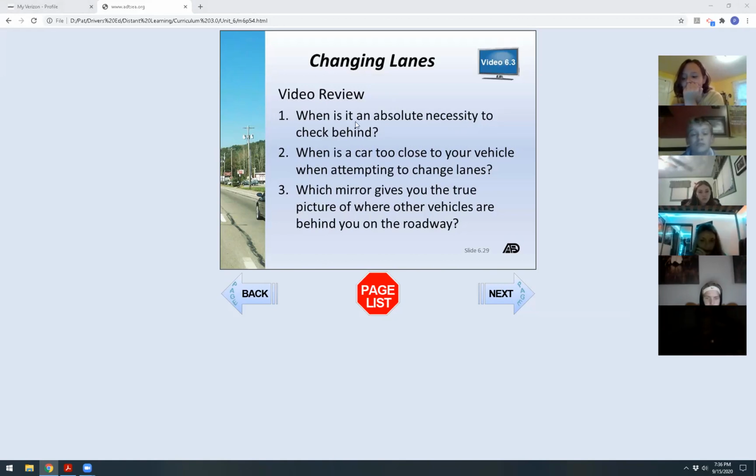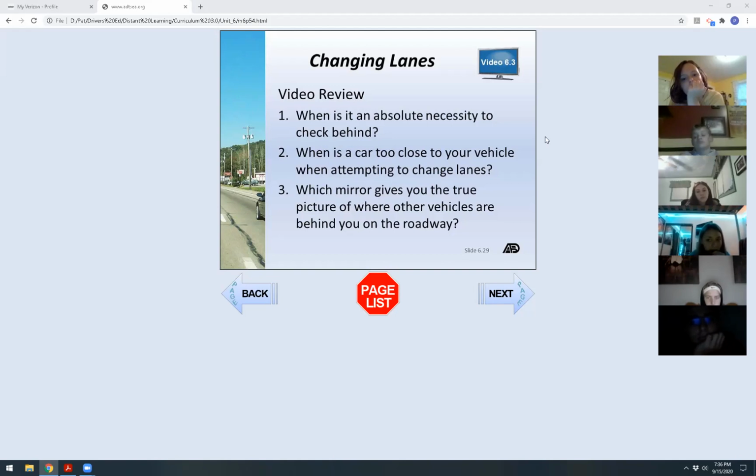When is it absolutely necessary to check behind you? Hannah, do you got an answer for that? When you can't see, I don't know. Well, it's not the best answer because even when you can see, sometimes you're going to think that you can see when you actually can't. So really it's any time we're changing lanes or about to turn, we need to check behind.